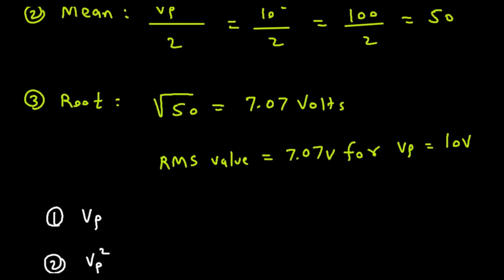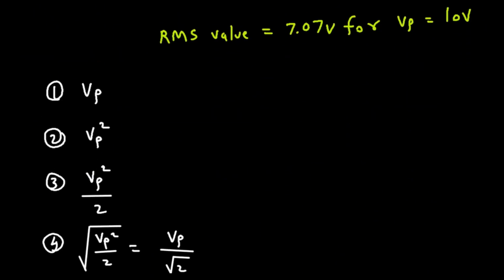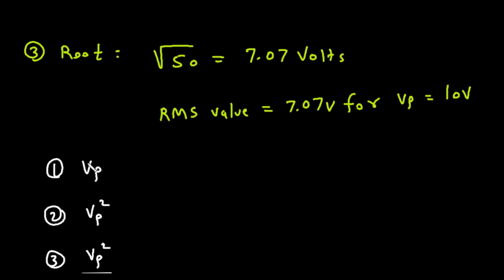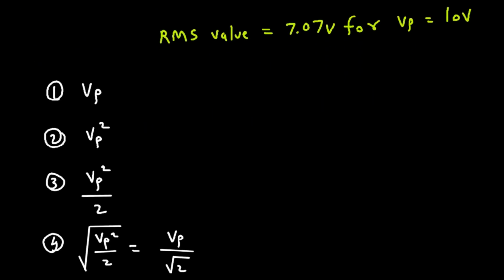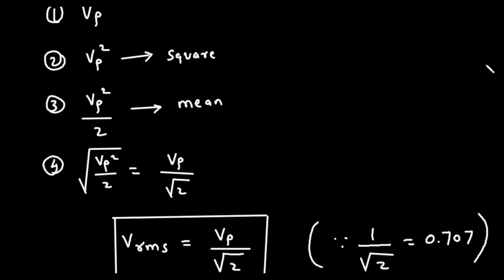Now if we want to get the formula for calculating RMS value, we can get it from these steps. First we have taken Vp, that is the maximum value or peak value. Then we have taken its square. Then we have taken its mean, simply dividing by 2. Then finally we have taken its root.